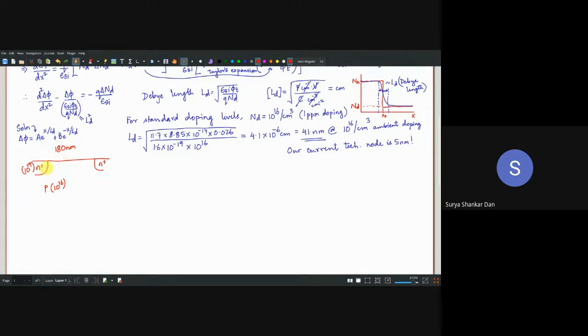So now there is a junction over here, an n plus p junction. Since it is 10 power 16, it is going to eat away 41 nanometers here. And this is also 10 power 19, right? This is going to eat away another 41 nanometers from this side because it is a junction. So what it means is the actual design and the circuit design, whatever you have done, will be functional only between this region.